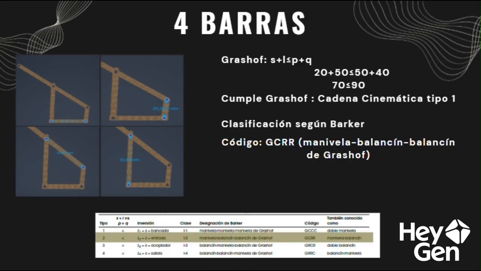According to Barker's classification, we get a GCRR code, which means it acts like a crank-rocker, ideal for the main shaft to rotate continuously while the projectile makes its repetitive arc.